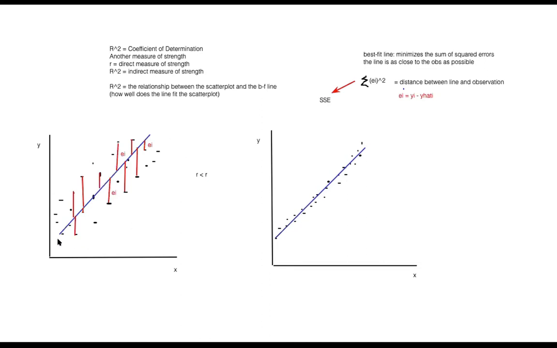And because this is a looser scatter plot, observations are farther away from the line. So now let's take a look at the EI values here. Here's an EI. Here's another EI. Here's another EI, et cetera. You're drawing all of the EIs, and you see that the red lines here are much shorter than the red lines I drew on the left-hand side. So here the EIs are much smaller.